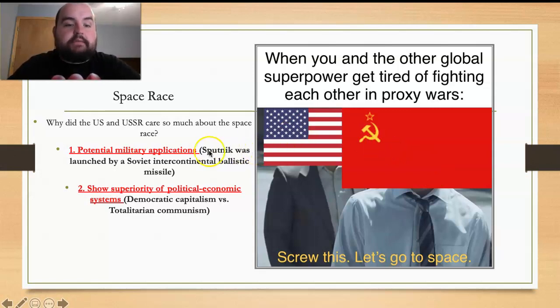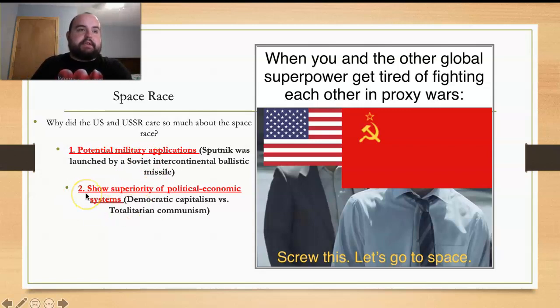Now, there were a few military applications, which is important to recognize. For example, Sputnik, which we're getting ready to talk about, was launched by a Soviet intercontinental ballistic missile. For those of you who don't know what that is, an intercontinental ballistic missile is a missile that's capable of carrying any sort of explosive or nuclear weapon across continents. Obviously, if you get a missile like that to work, it has very devastating potential to be used in nuclear warfare.